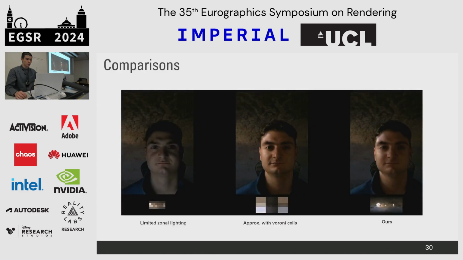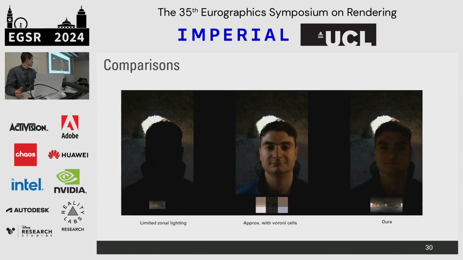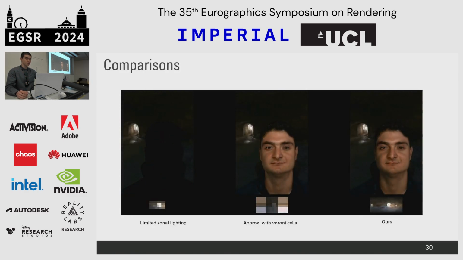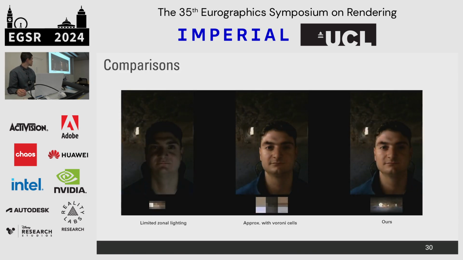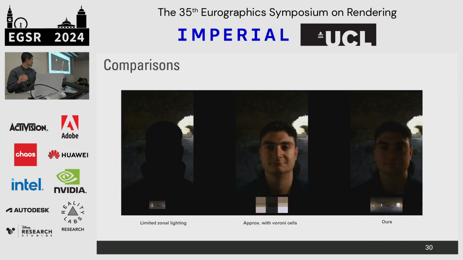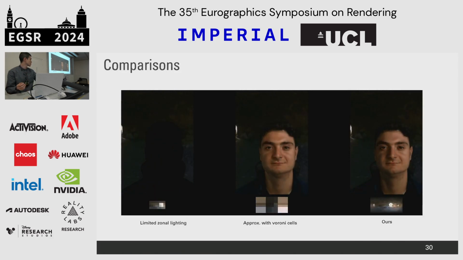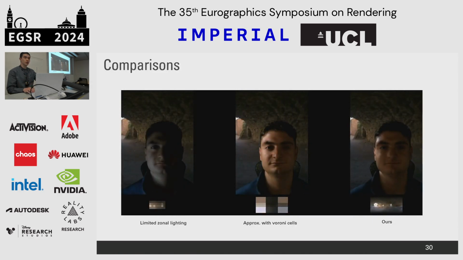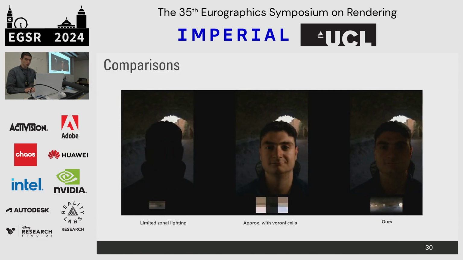And the effect is even more prominent in video relighting, where the environment map is changing. With Voronoi cell approximations, the change of lighting from the back cannot be correctly modeled, while our method can create a smooth relighting video of the environment map rotating.